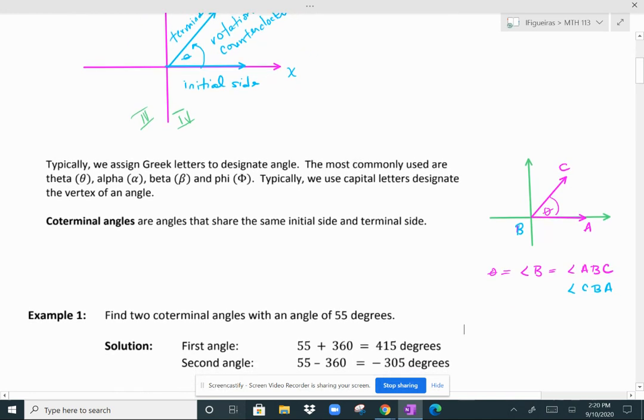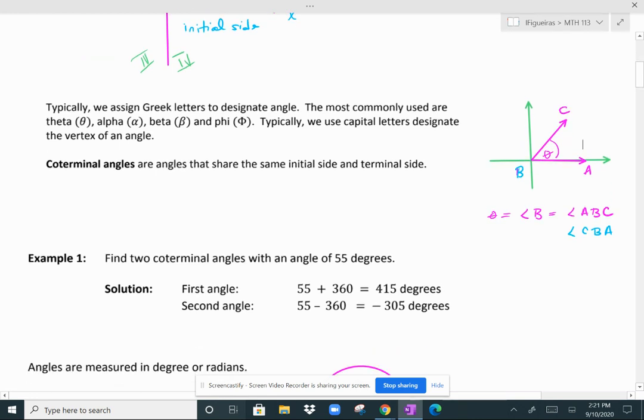So coterminal angles are angles that share the same initial side and the same terminal side. Okay, so how could that be? This is one unique angle, but you can actually represent this angle in many different ways, and you do that by rotating. Remember, you can always keep going round and round as many times as you want and end up at the same terminal side, starting with the same initial side. So we find coterminal angles by either adding 360 degrees or subtracting 360 degrees.